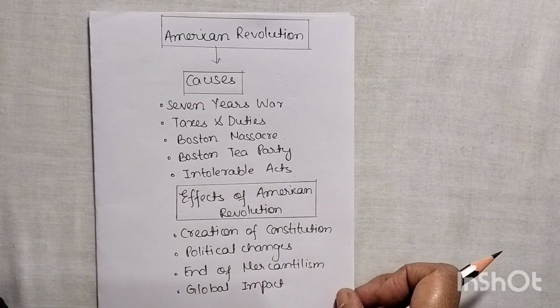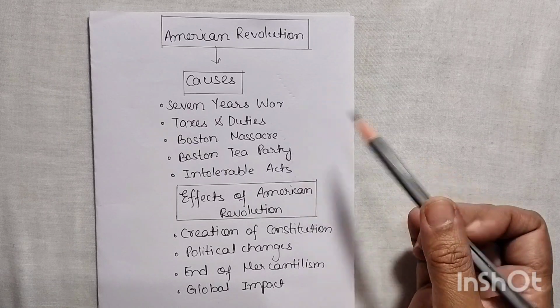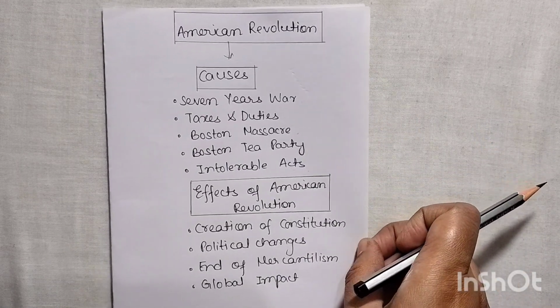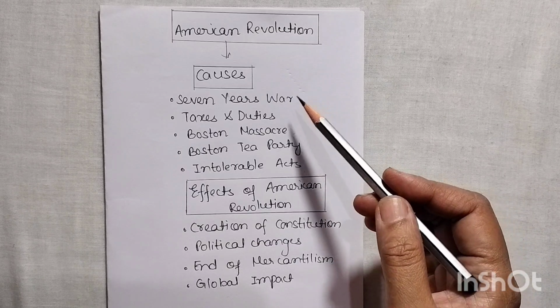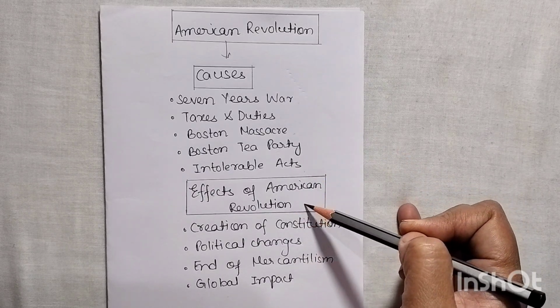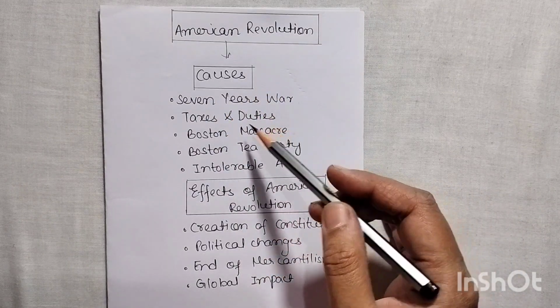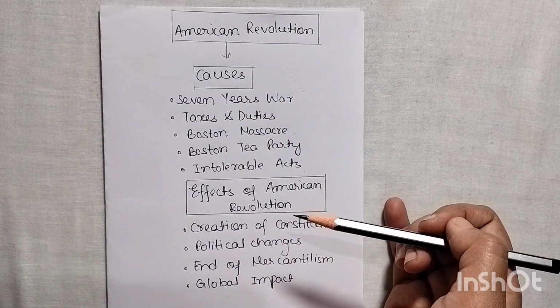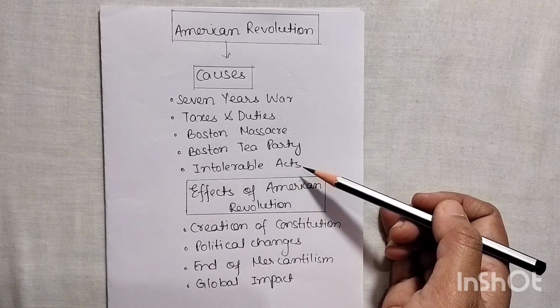So today we are going to cover the topic American Revolution. Okay, this is also a very important revolution, and from an examination point of view also this is very important. So here we will cover the causes of the American Revolution and the consequences, that is the effects of the American Revolution. The causes will be the 7 Years' War, taxes and duties, Boston Massacre, Boston Tea Party, and intolerable acts.